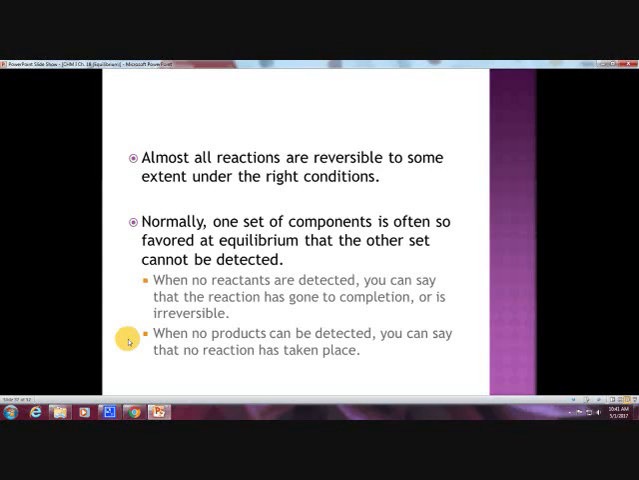And then when no products can be detected, so if we added two things together and nothing happened, normally we just say no reaction. You can say no reaction can take place, because that's what we're seeing. But that just means that the equilibrium is so much more favored toward the reactants that they just stay how they are. Okay? So that's it.